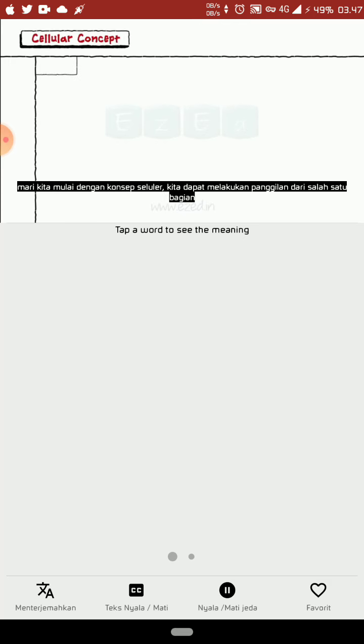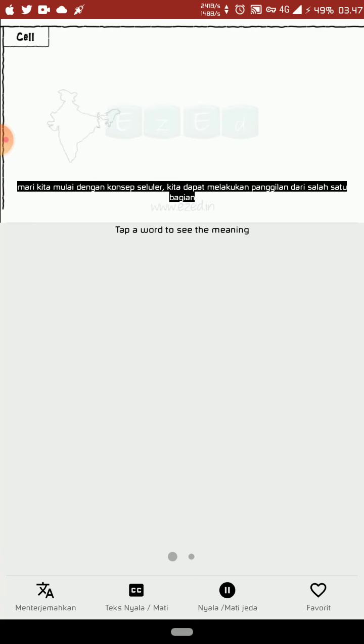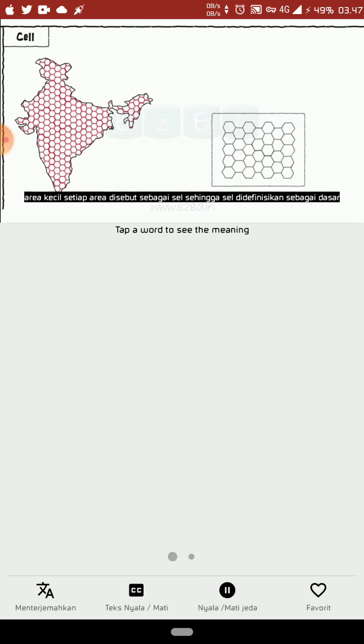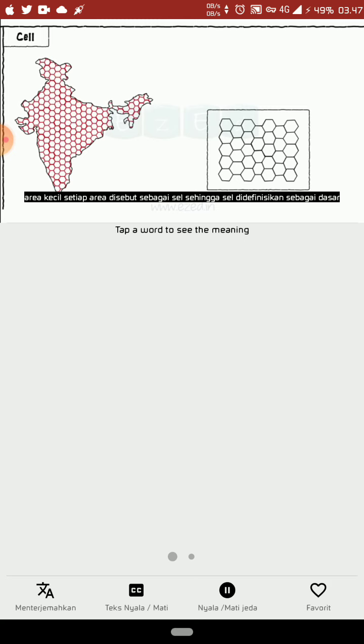Let's start with the cellular concept. We can make a call from one part of the country to another part of the country. Practically, every city is divided into small areas. Each area is called as a cell. Thus, a cell is defined as a basic geographical unit of a cellular communication system.